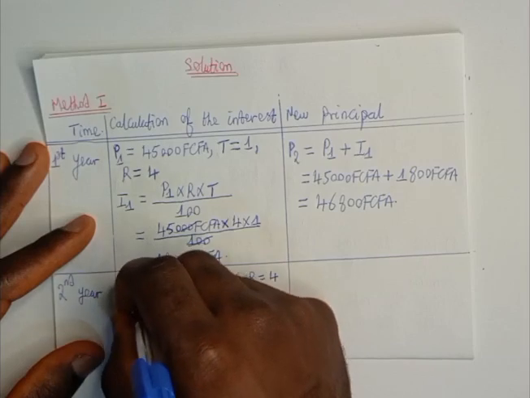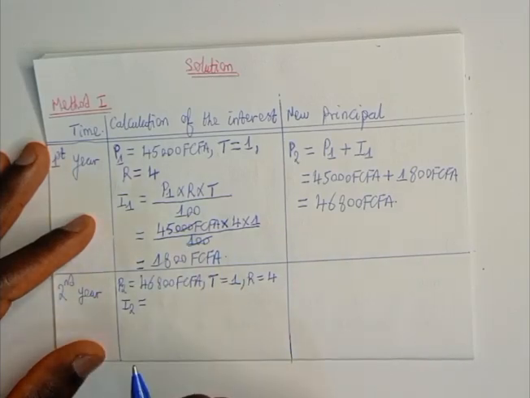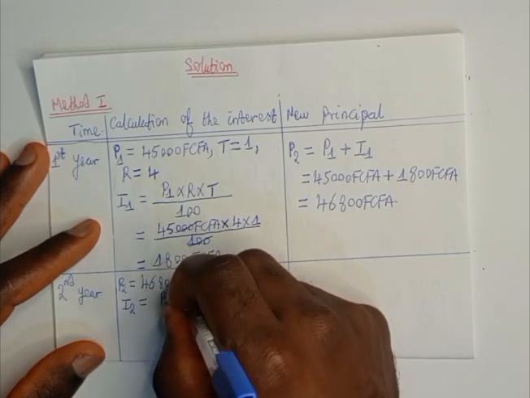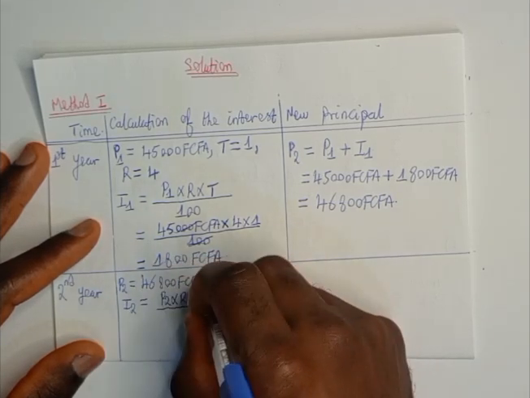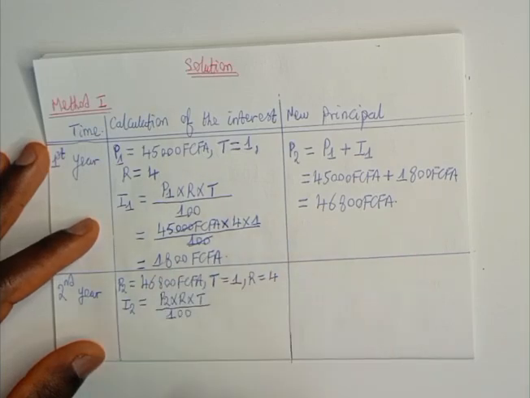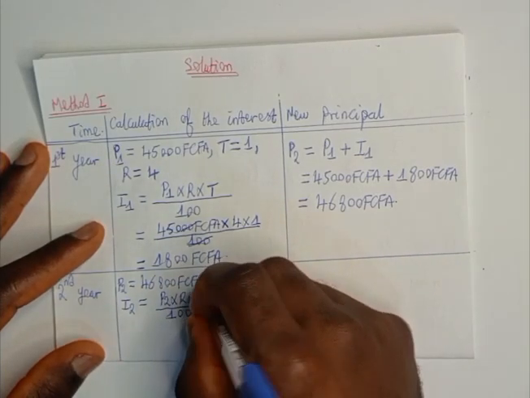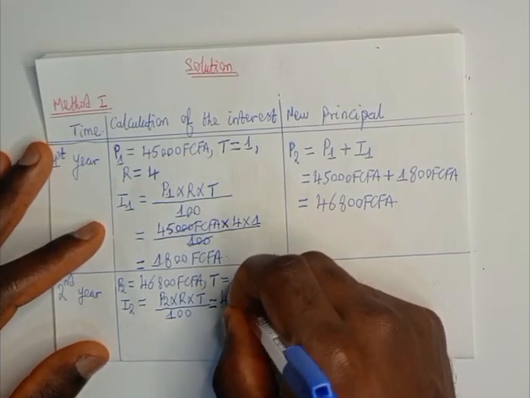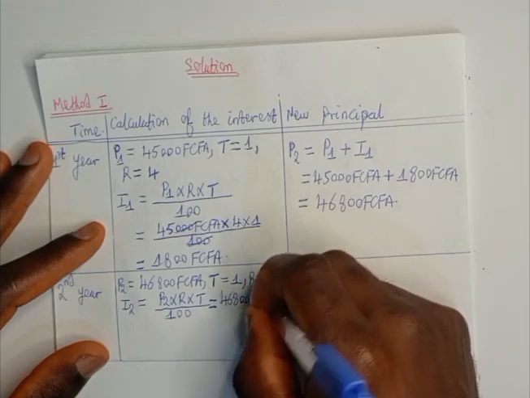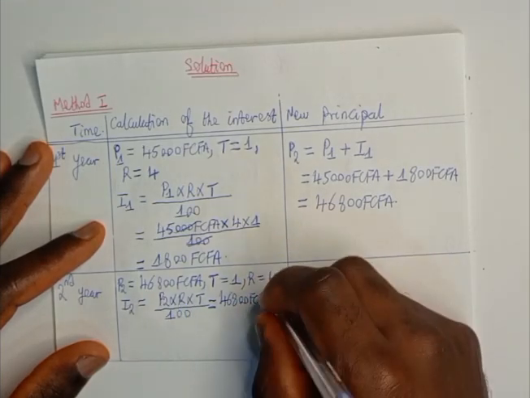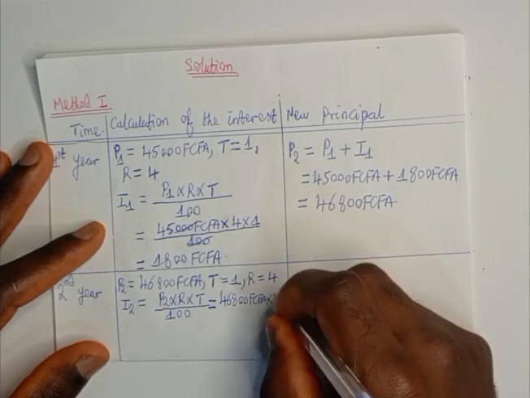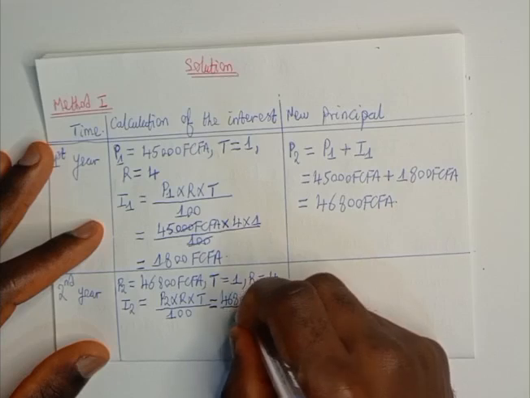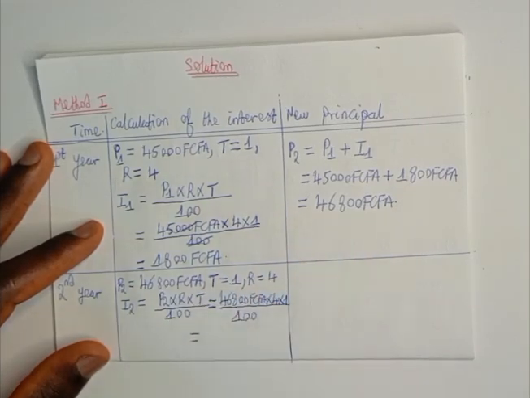We have to calculate I2, the interest made the second year, and I2 will simply be P2 times R times T, we divide by 100. And this will simply be equal to P2, which is 46,800 francs CFA, times R, which is 4, times T, which is 1. Then we divide by 100.